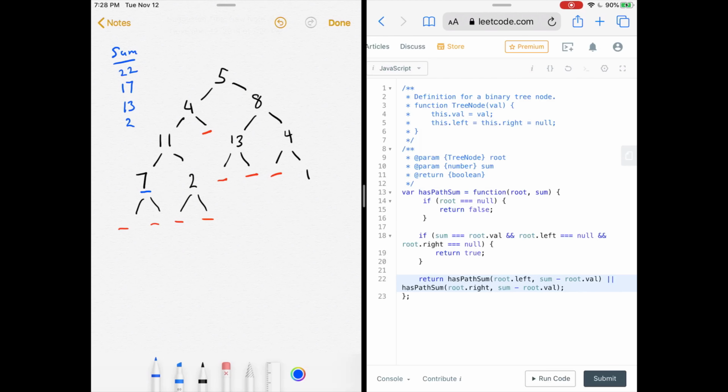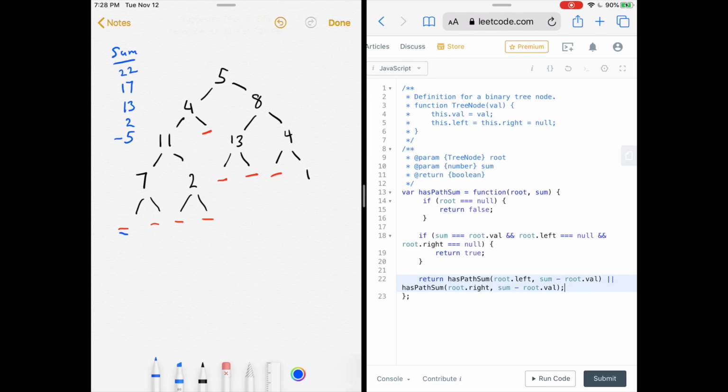So now we're back to line 14. Does the node we're on equal null? No, it doesn't. Line 18, does the value of the node we're on equal the total remaining? So does 7 equal 2? No, it doesn't. So we'll subtract 7 from 2. That'll give us negative 5. And then what's going to be passed in is its left side. Notice that our left side is null.